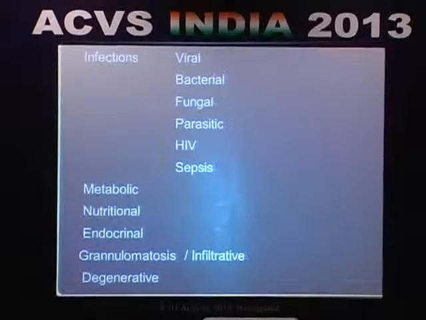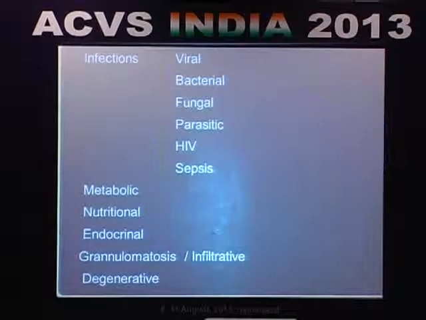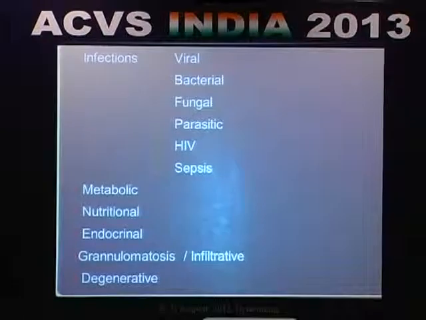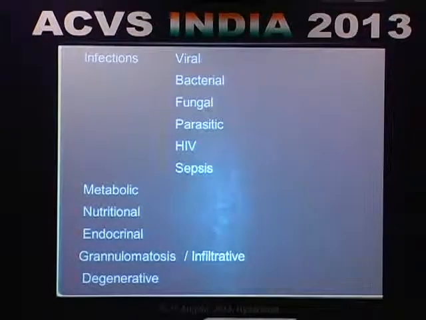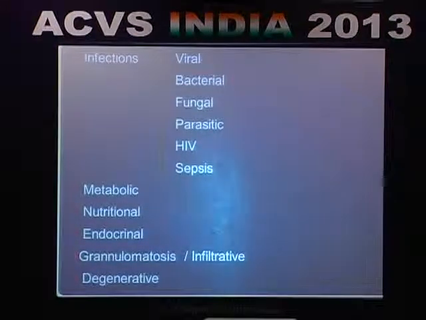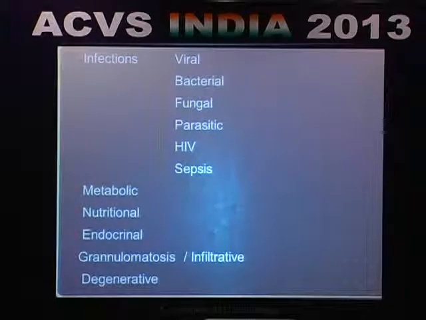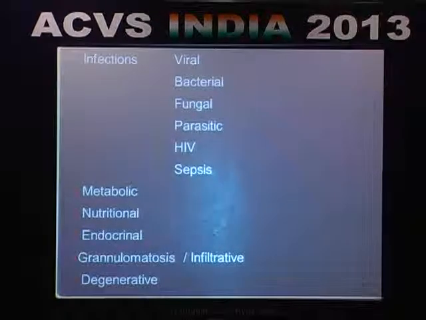The metabolic problems: I was mentioning hypocalcemia, vitamin B1 deficiency, vitamin D deficiency, the nutritional factors, endocrinal. You have diabetic cardiomyopathy, you have acromegaly cardiomyopathy, you have thyrocardiacs, you have parathyroid disease, you have pheochromocytoma manifesting as a cardiomyopathy.